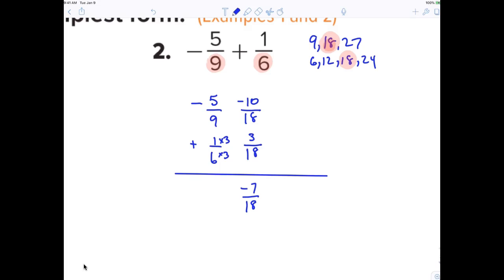No, you're not doing it in your head. Absolutely not. Because soon there are going to be problems that you can't do in your head. Right now, I'm just showing you the procedure.